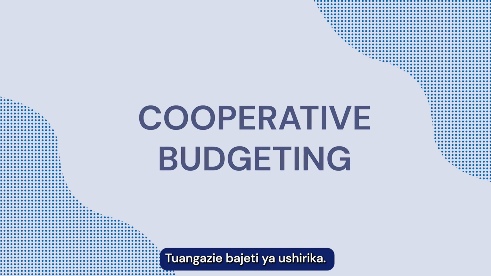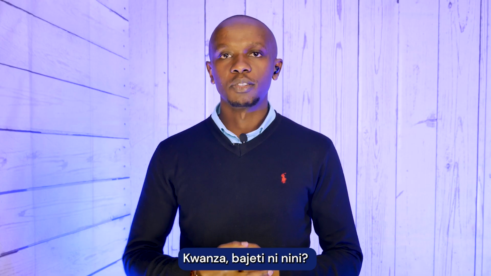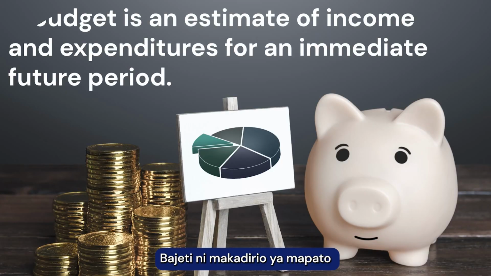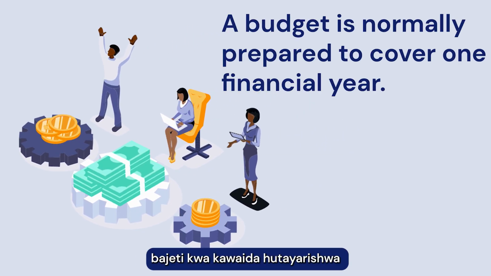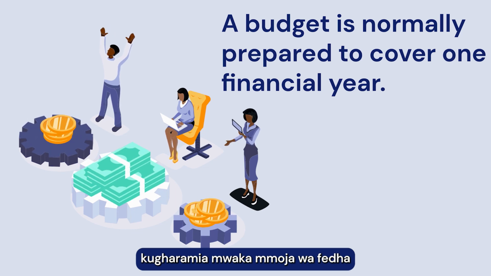Let's look at cooperative budgeting. First, what's a budget? A budget is an estimate of income and expenditures for an immediate future period. In cooperative businesses, a budget is normally prepared to cover one financial year.